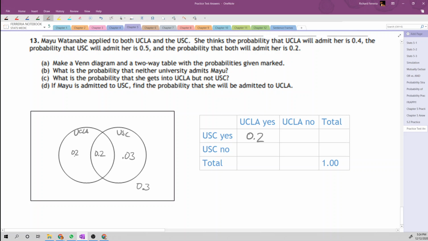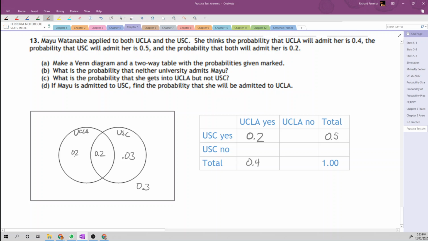What's nice about the two-way table now is that the probability that UCLA is a yes, that's a single outcome, and we can put that in the total row. So the probability that UCLA will admit her is 0.4. Likewise, the probability that USC will admit her is 0.5.